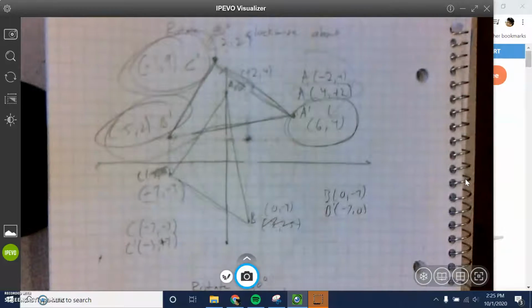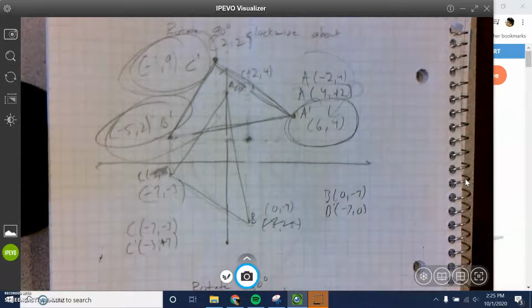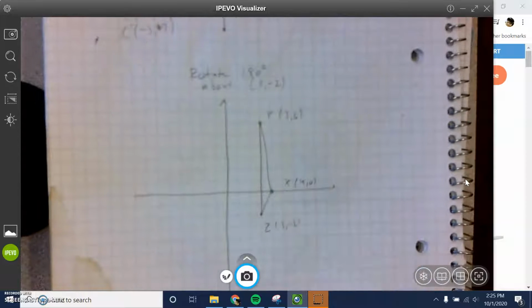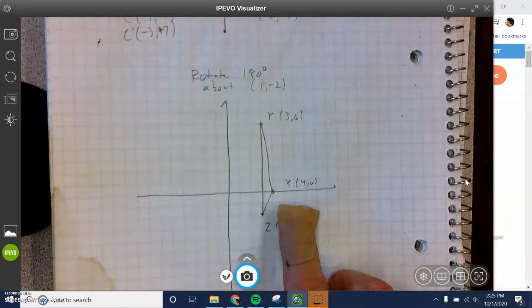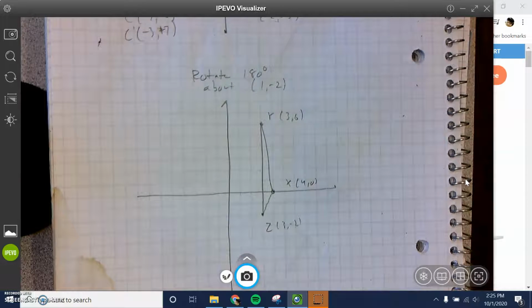Good job, everybody. Cool. If you want to, you can try this one. Rotate 180 degrees about 1, -2. Here you got X, Y, and Z. See if you can do it. Go.